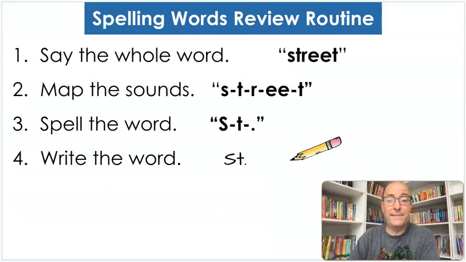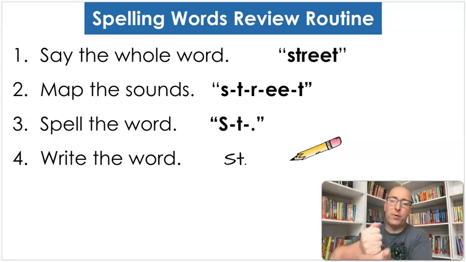We're going to go through our routine. We know our routine. We say the word. We map the sounds. Of course, we count it. And then we say the word. Then we spell it. And when we spell it, remember we smash it and then we say the word. And then we're going to write the word. We're not going to circle anything on these. We're just going to practice writing the abbreviation correctly. Are you ready? Let's get started.